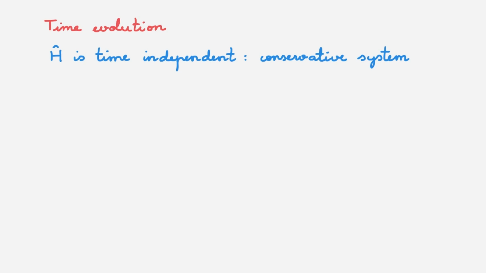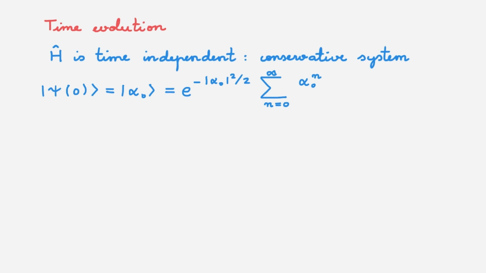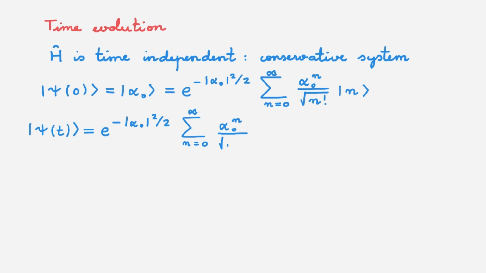So let's imagine that the initial state of our system, psi at time 0, is equal to a coherent state alpha 0. We can then write it in the basis of energy eigenstates, as we derived a moment ago. It is equal to this exponential prefactor times this infinite superposition of energy eigenstates. What does this state look like at a later time? For a conservative system, the state at a later time t is equal to a very similar superposition of eigenstates with the exponential times the infinite sum over eigenstates.